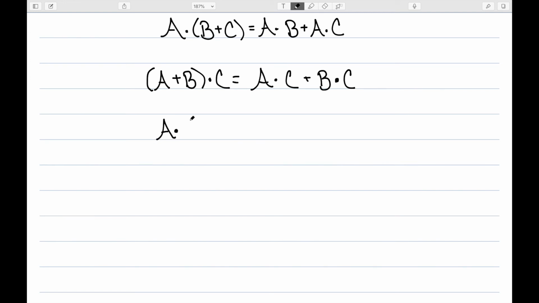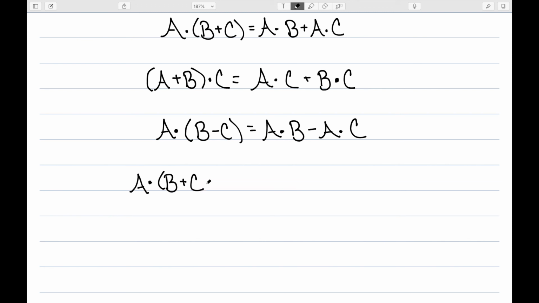Another version, instead of B plus C, if I had B minus C, that would be equivalent to A times B minus A times C. And we can absolutely extend the distributive property to larger sums. If I have A times (B plus C plus D), this would be A times B plus A times C plus A times D.